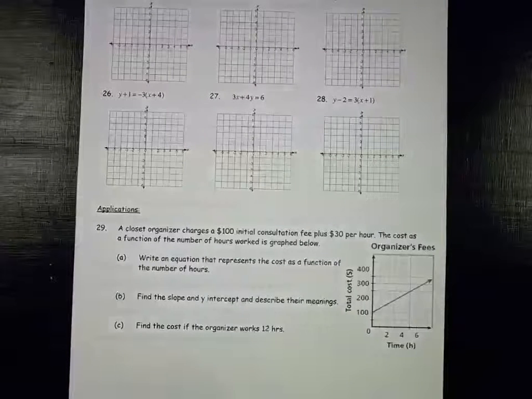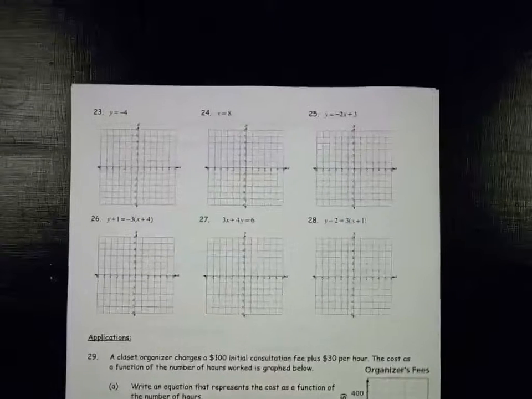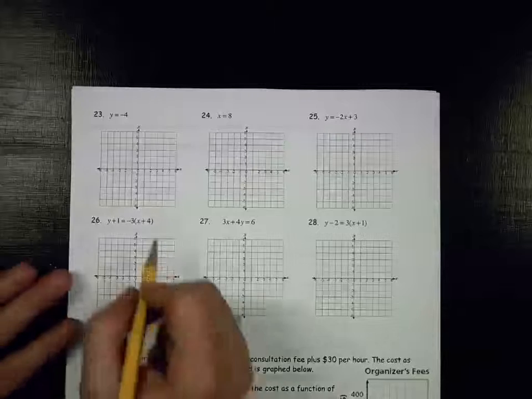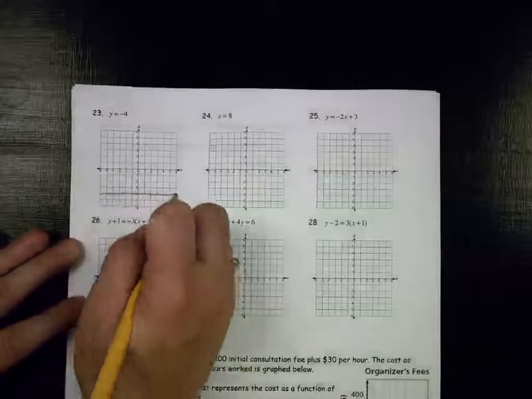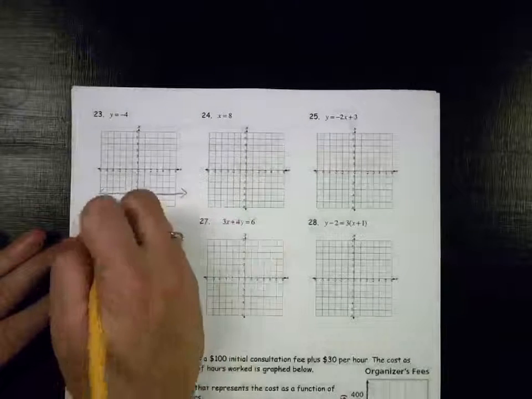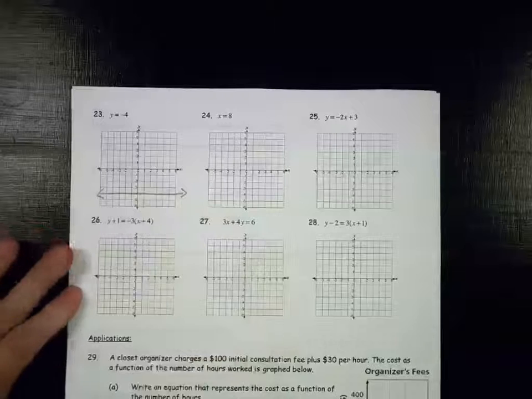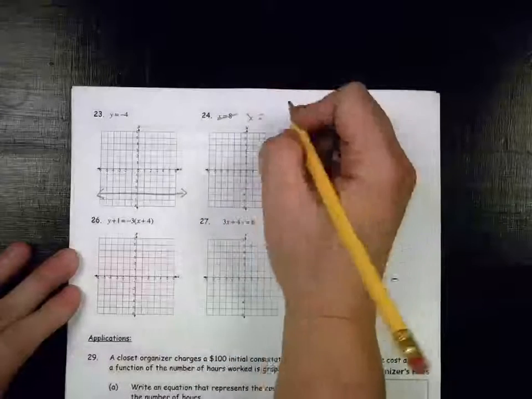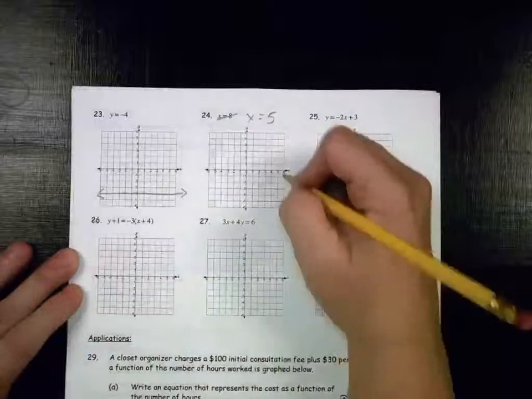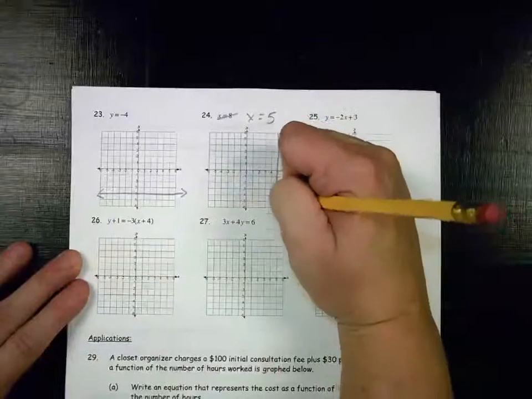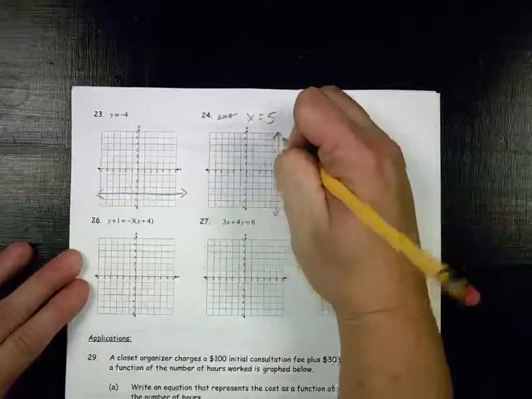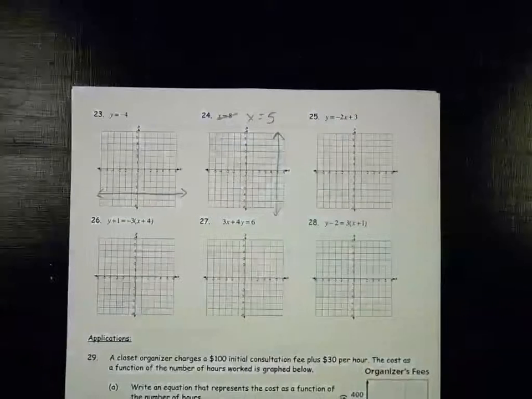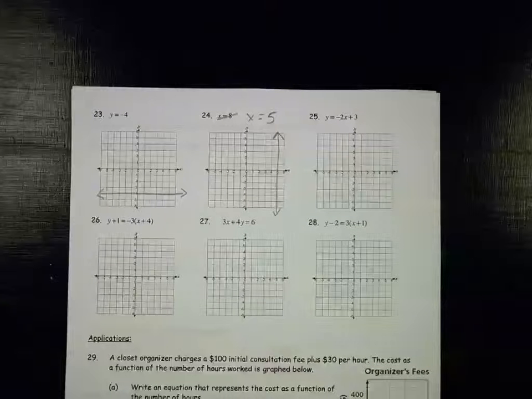At the top of the next page, y equals -4 is a horizontal line. X equals, I'm going to change that to x equals, let's say 5. And the only reason I'm changing that is so it fits on the graph. X equals 5 is straight up and down.